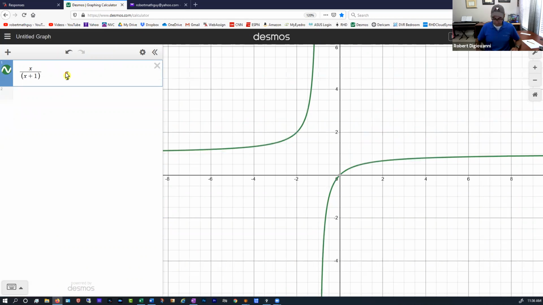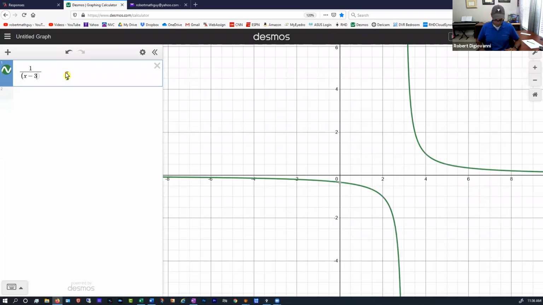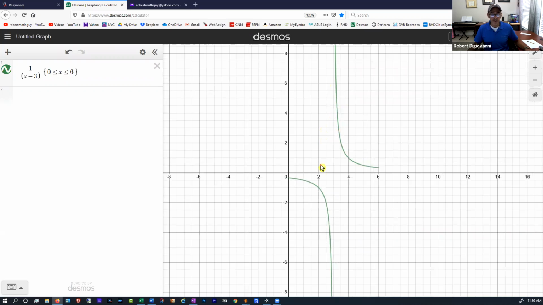So if you look at this graph, 1 over x minus 3, and we look at it on the interval 0 to 6, you can see the asymptote in here. And so what we're doing is we're trying to find the area, right? And we have this vertical asymptote here at 3. Now, somebody is going to tell me right now that the answer should be 0.